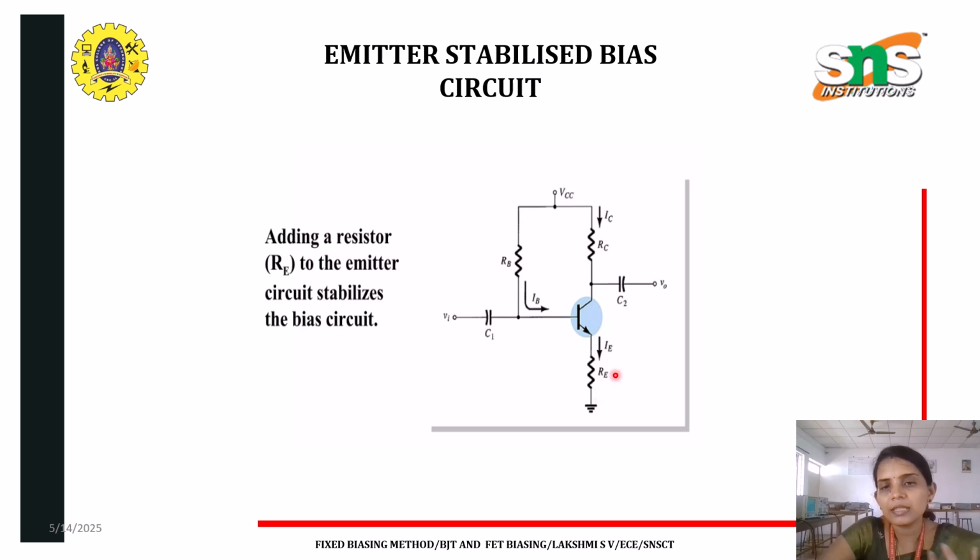As I told you, there is a stability issue in this type of circuit. In order to improve the stability, I am adding an emitter resistance in my emitter part, which would stabilize my circuit and thereby improve the stability. You call this emitter stabilized biasing.